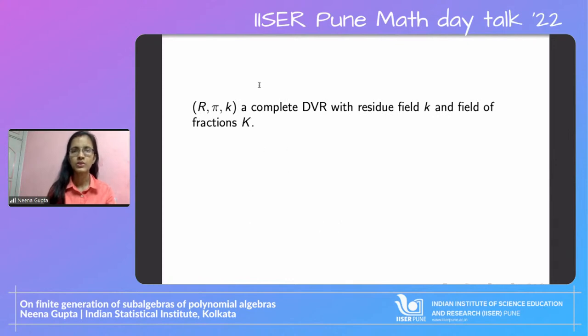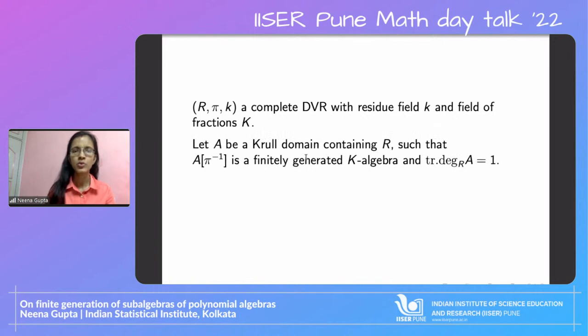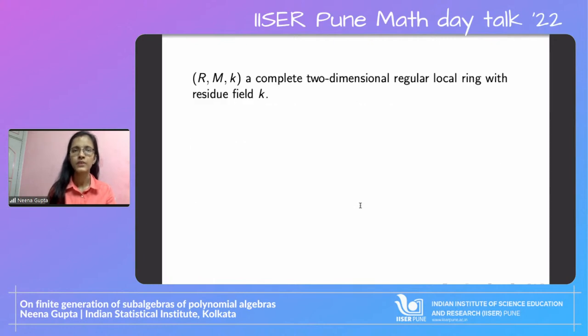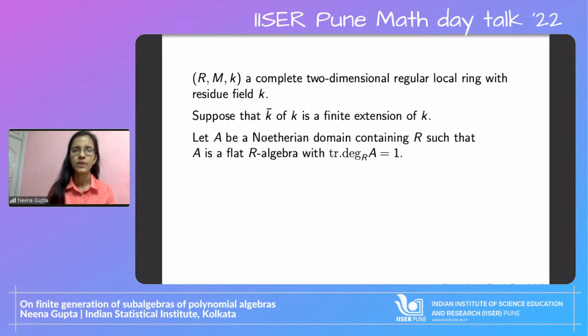They also proved that over a complete discrete valuation ring, this is a necessary condition for something to be Noetherian, with field of fractions capital K: if A is a Krull domain containing R such that A[π^{-1}] is a finitely generated K-algebra and the transcendence degree of A over R is 1, then A is finitely generated, provided the transcendence degree of A/P is positive for every associated prime ideal P of πA. And we have this generalization of Datta and Onoda's result: over a complete two-dimensional regular local ring R with residue field K, suppose K-bar is a finite extension of K and A is a Noetherian domain containing R such that A is a flat R-algebra with transcendence degree of A over R equal to 1.